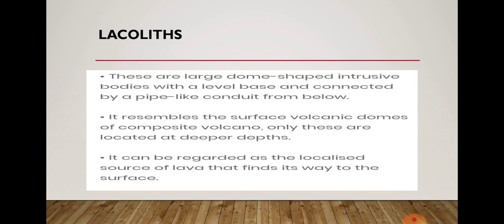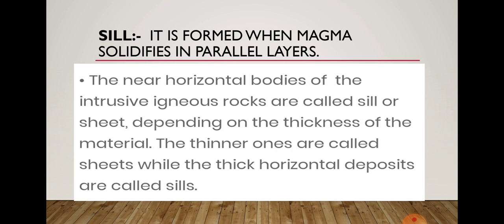Laccolith is where the magma pushes the upper layer with great force. It assumes a dome shape, and the laccolith forms. This is a dome-shaped intrusive body with a level base, connected by a pipe-like conduit from below. It resembles the surface of the volcanic domes of a composite volcano. Located at a deeper depth, it can be regarded as the localized surface of lava that finds its way to the surface. After laccolith, we have the sill.